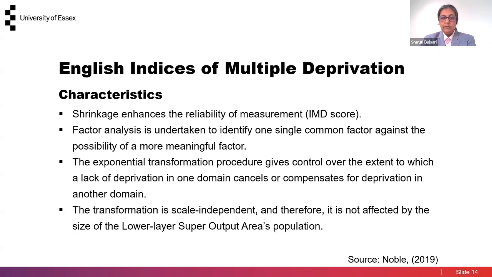Exponential transformation is also undertaken so that a lack of deprivation in one domain could compensate for the deprivation in another domain. And this exponential transformation is scale independent, and therefore it is not affected by the size of the lower layer super output area population. So these are basically the characteristics of the indices of multiple deprivation to ensure that they give us a robust estimate of deprivation.